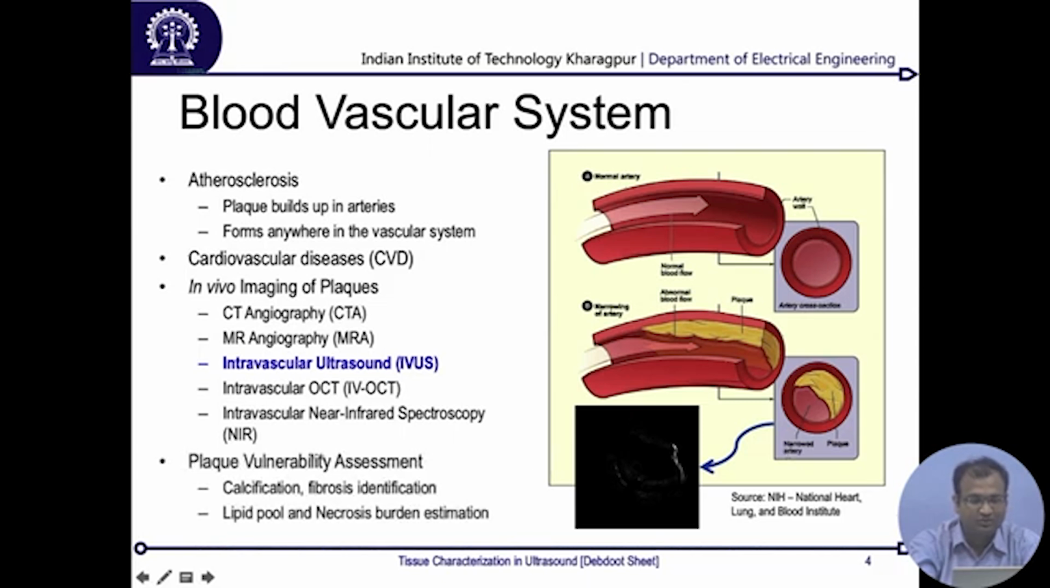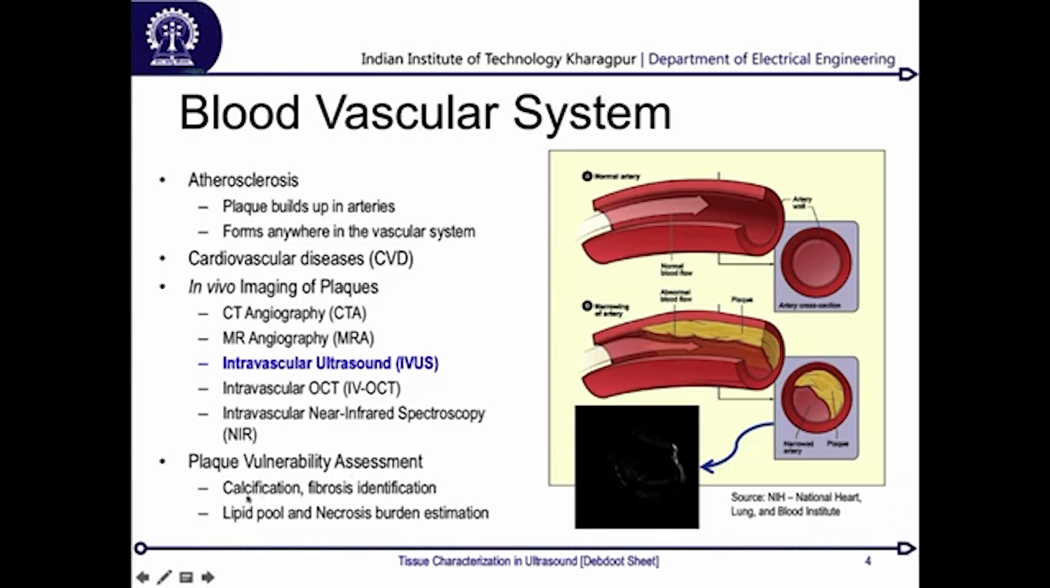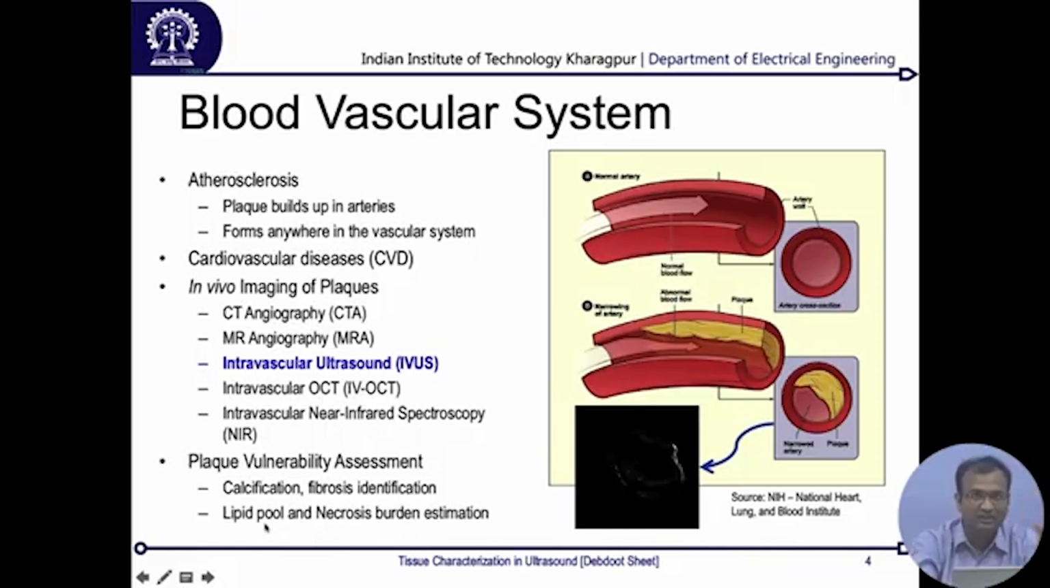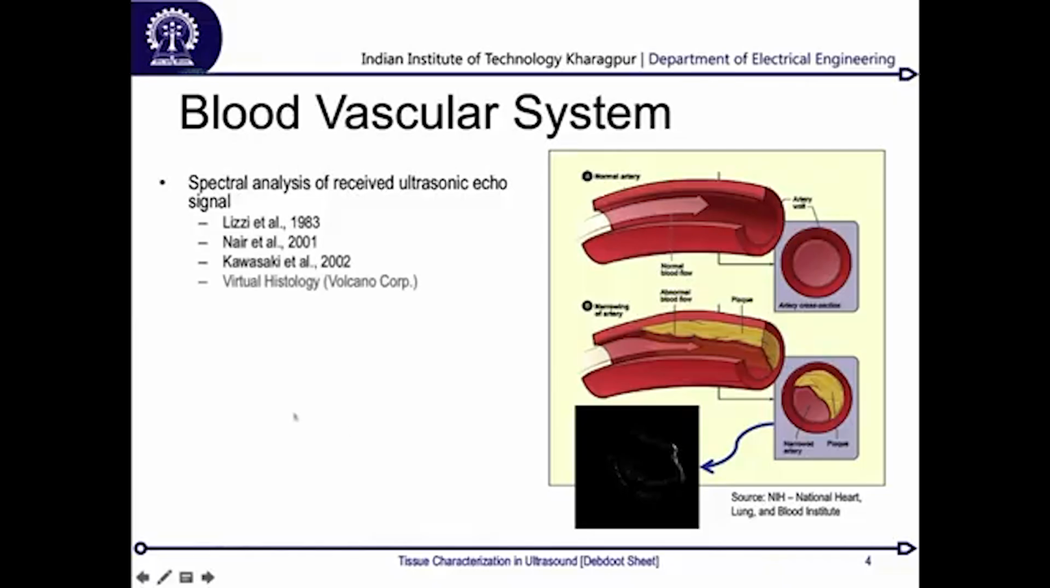Now this is very useful because we would like to assess plaque vulnerability by very precisely identifying whether there is a calcification versus some sort of fibrosis, and also investigate a lipid pool versus a necrotic burden, and what is the condition of the necrosis. So these are the major clinical indicators which need to be investigated from intravascular ultrasound when investigating these vascular structures.